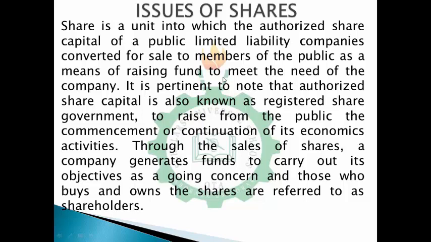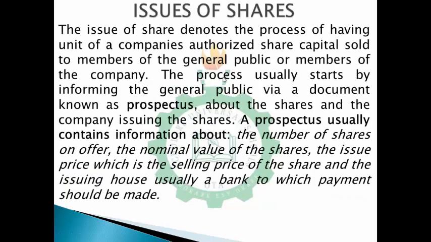Now, through the sales of shares, a company generates funds to carry out its objectives as a going concern, and those who buy and own the shares are referred to as shareholders. So the issue of shares denotes the process of having units of a company's authorized share capital sold to members of the general public or members of the company. And the process usually starts by informing the general public via a document known as a prospectus. So the company would advertise through a document that we know as a prospectus.